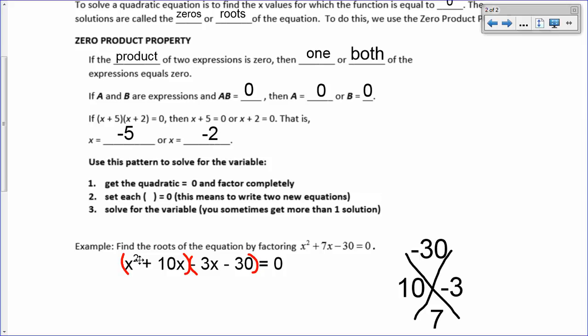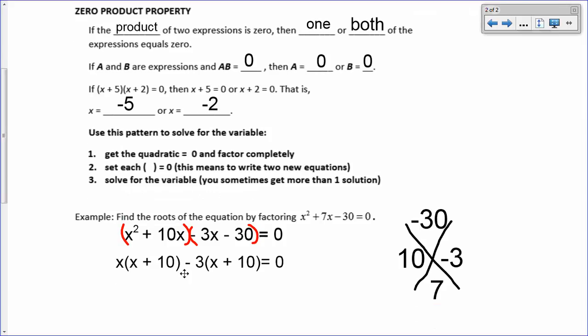So what do these two have in common? They have an x, so I pull out an x. These two have a -3. They can both be divided by -3, so I pull that out. Okay? You see how they have the same thing, x plus 10? That's one of my factors. The other one is the stuff I pulled out, the x minus 3. So that is my factored form.